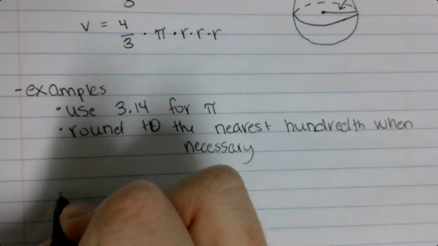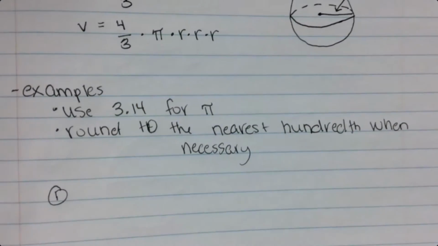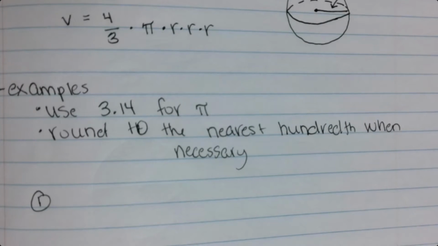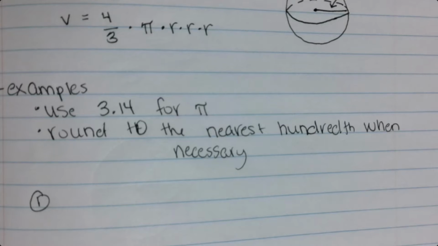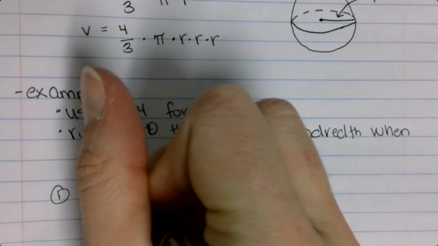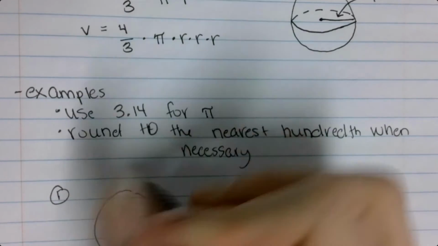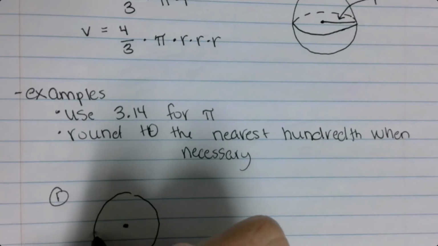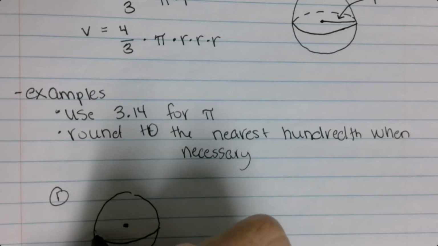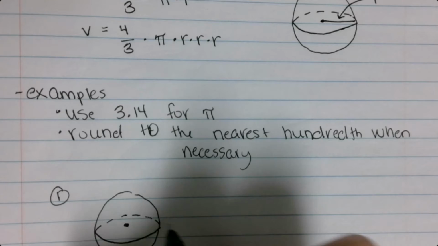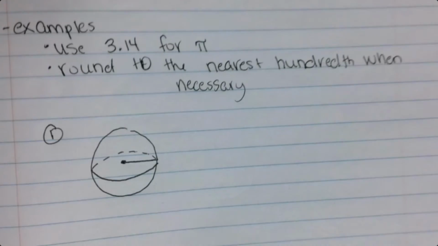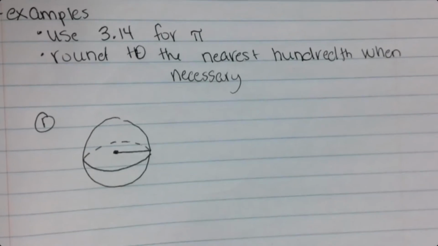So our example number one, we are going to start with a sphere. So we start with a circle. We are going to start with a dot in the middle. Dot, dot, dot. Round that off. And we are just going to go from the center, which is the dot, to the right side.